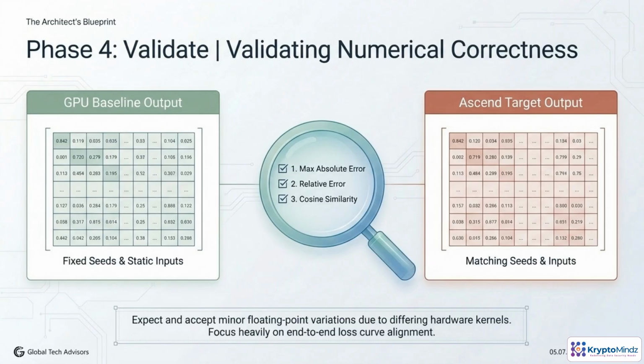Once a model runs on both accelerators, the next step is to validate numerical correctness. Run with fixed seeds and identical inputs on both platforms, then compare the resulting tensors. Don't expect bit-for-bit equality. Different kernels and precisions will introduce tiny floating point drift. Instead, track simple metrics: maximum absolute error, relative error, and cosine similarity between outputs. Define reasonable thresholds based on your task. Most importantly, compare full training or inference curves. If losses and key metrics align over time, your port is numerically sound, even with small per-element differences.